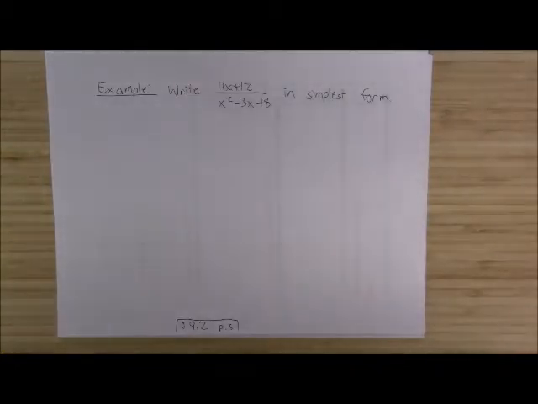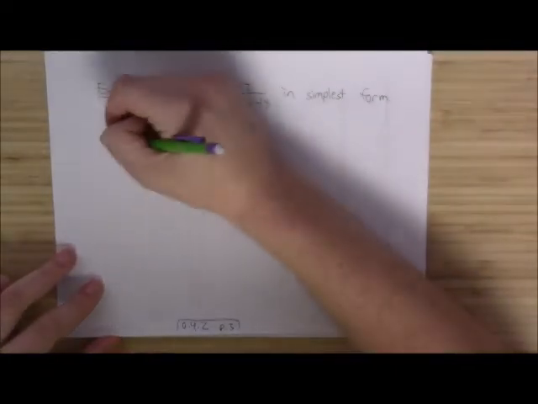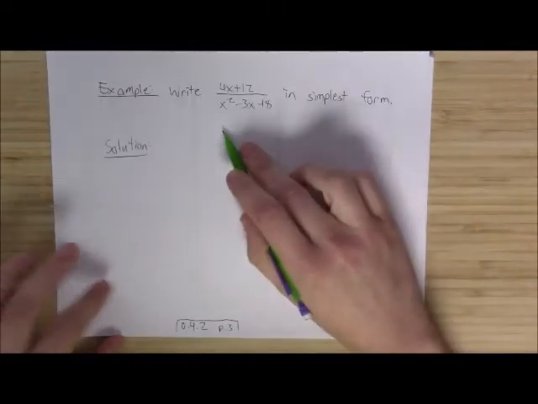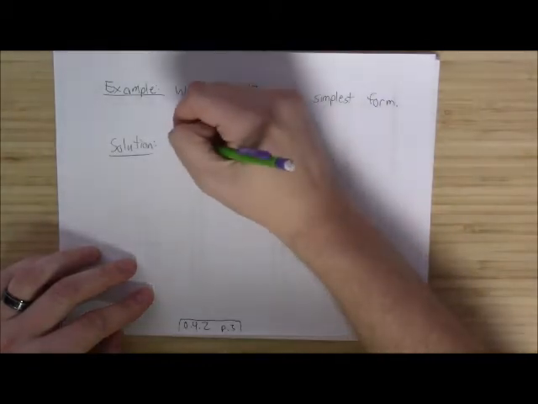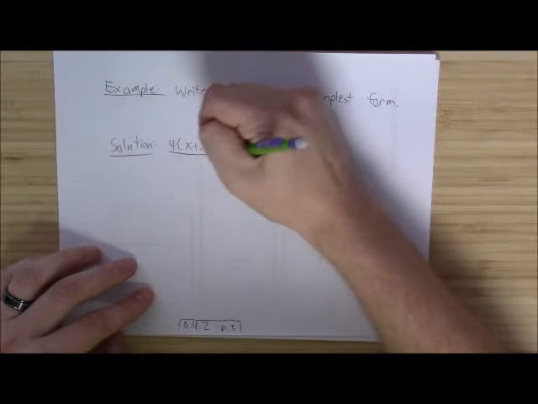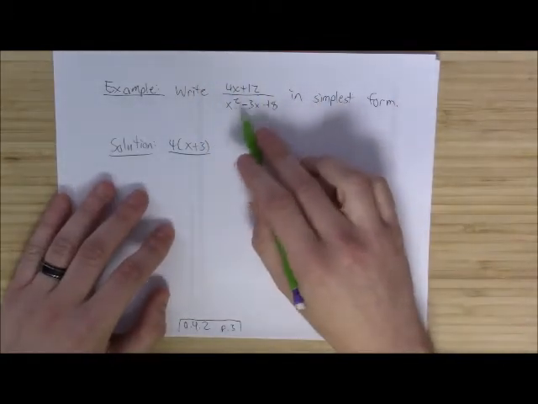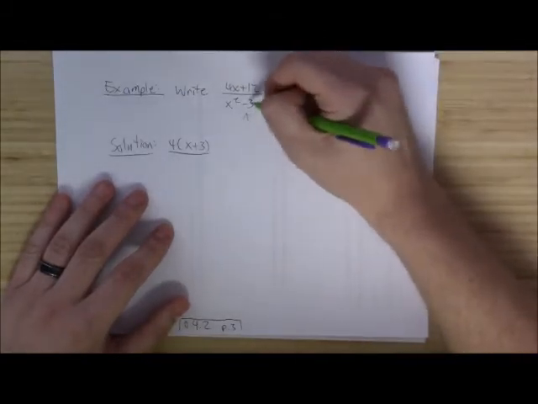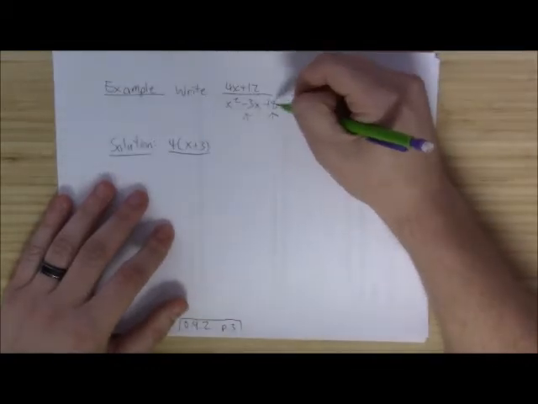So now let's try it with something a bit more complicated. Let's try to write this in its simplest form. So, solution. We can factor the top and the bottom. The top, we can factor out a common factor and get x plus 3. On the bottom, it's a little bit hard because it's a trinomial, but what we're looking for is two numbers which add to give us -3 and multiply to give us -18.